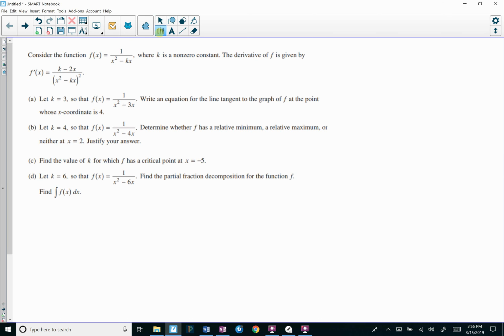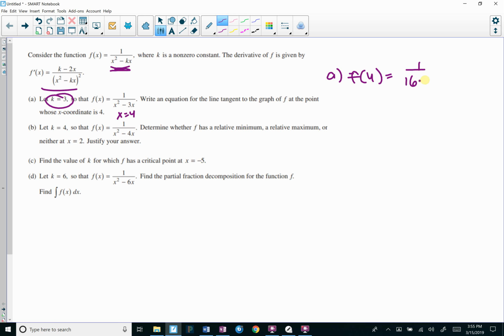Okay, so part A should be an easy 2 points because they give you the derivative, they give you the function. They want to know at x equals 4, a tangent line. So part A, let's go ahead and plug in and find f of 4. Just plugging in 4 right there. So I get 1 over, k is 3 by the way, 1 over, let's see, 16 minus 4 times 3, so 1/4. Okay, so that's my y value.